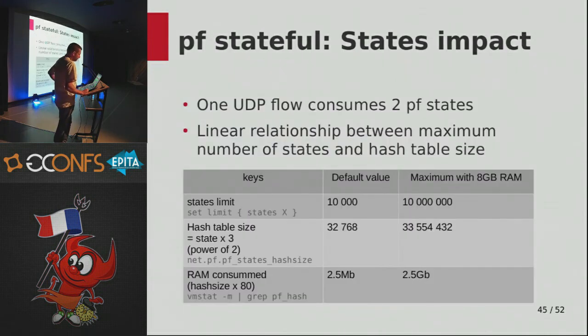Now with PF. PF has a different behavior. For one flow, PF consumes 2 states, one for each direction. There is a linear relationship, and PF has the same kind of state limit, based on the hash table size. Then, on my small Netgate device, I've got 8 gigabytes of RAM. I tried to increase my hash table to the maximum value I can, which is about 2.5 gigabytes of RAM used for this hash table. This means I can reach 10 million states, then 5 million UDP flows in my previous bench.